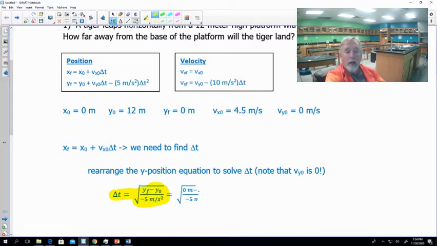We're then going to plug in our yf value and our y0 value. We get negative 12 on the top, negative 5 on the bottom, and then we take the square root of that. We find out it took 1.5 seconds. So the key thing here is if we know our initial position, our final position, and our acceleration, we can figure out how long it took to cover that distance. And that's exactly what we needed to find in this sub-step of our problem.